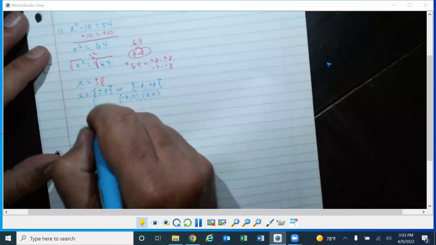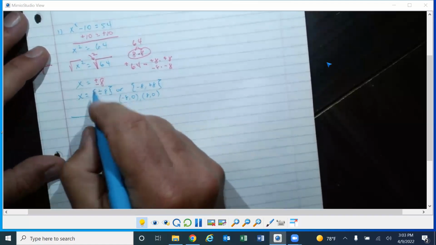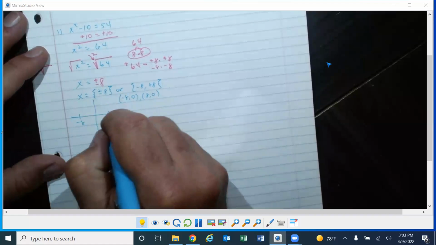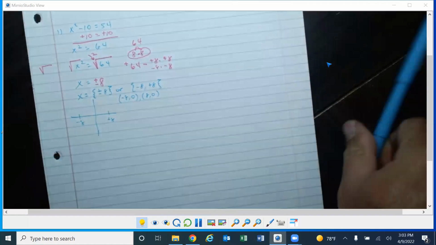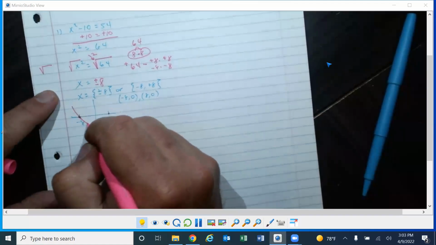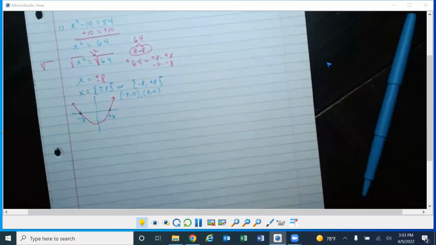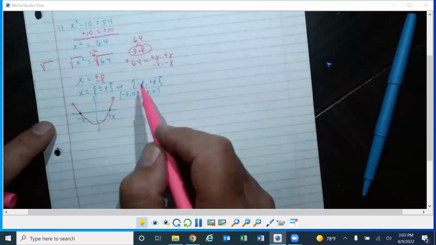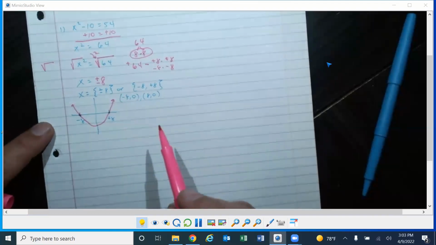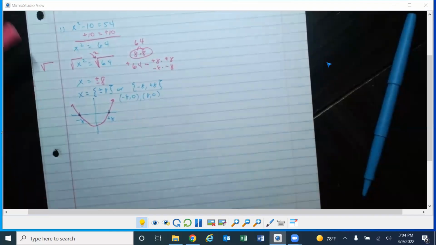So what does this mean? I'm just kind of going over this one time. It means these are the x-intercepts. It means that my parabola is going to cross at negative 8 and 8. It's going to cross the x-axis in that area. That's what this does. So those are the three different ways they could write it. So number one, the answer is plus and minus 8.